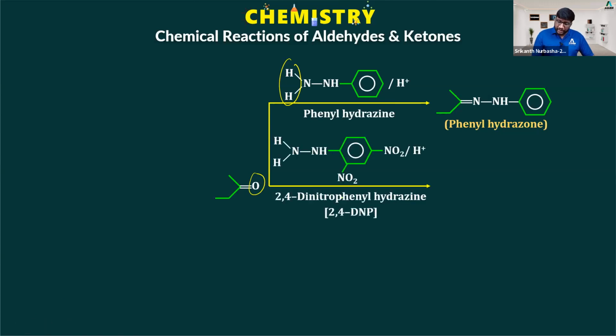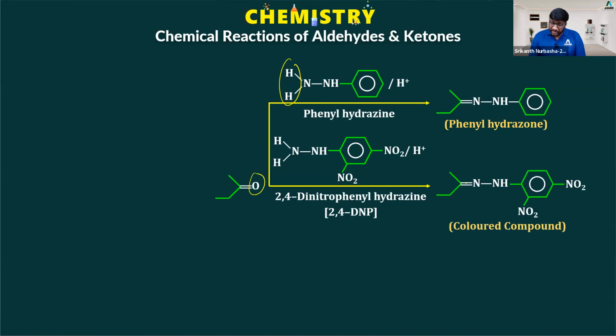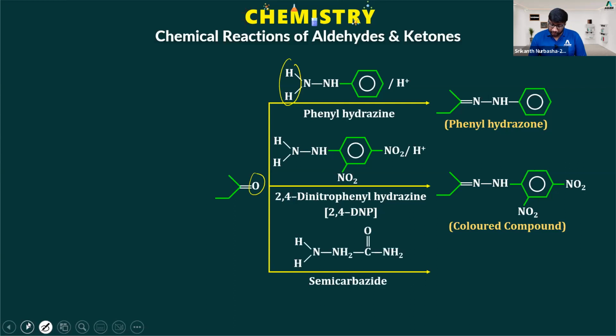2,4-DNP, 2,4-dinitrophenylhydrazine. NH2, NHPh is phenylhydrazine. On the second and fourth positions of the phenyl group, you have NO2. 2,4-dinitrophenylhydrazine reacts with the respective carbonyl compound to form CH3, C double bond N, NH, C6H3, NO2, NO2, which is a colored complex. Like aldehydes will react with 2,4-DNP to form respective colored complexes.